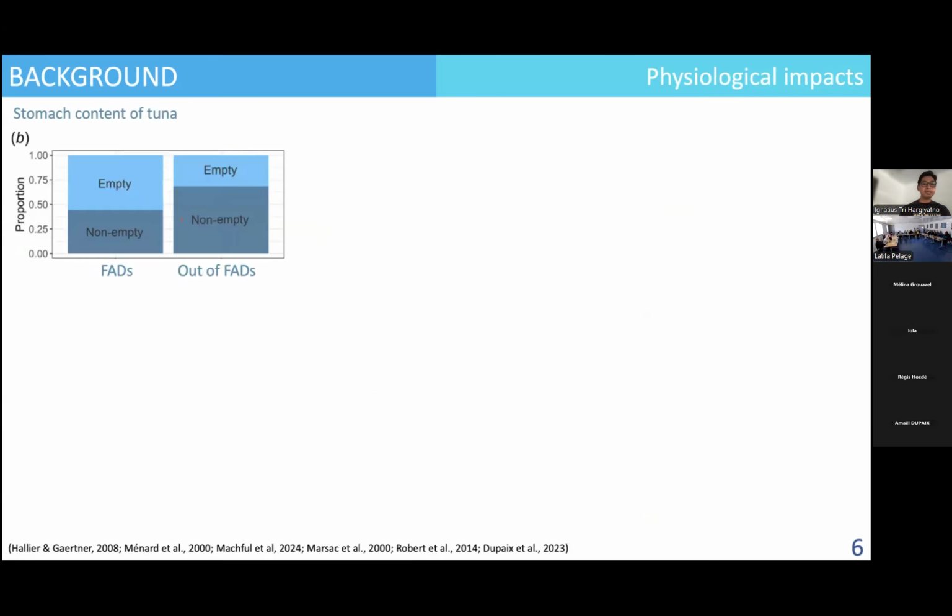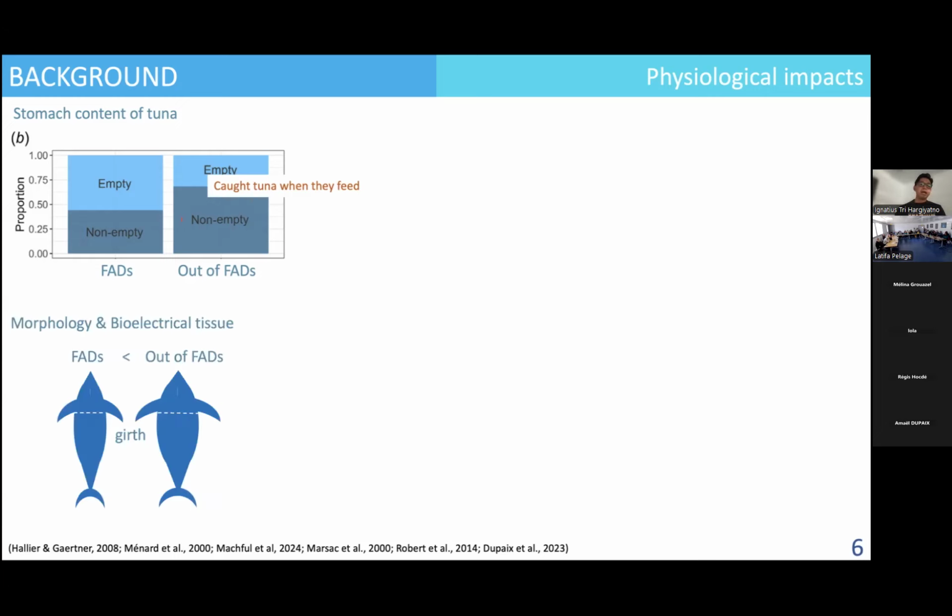Some research has previously looked at the physiological impact of FADs, comparing condition in FADs and out of FADs. First is from the stomach contents. What they found is that tuna caught at FADs have a higher rate of empty stomachs compared to out of FADs. But it's still debatable, because when tuna are caught out of FADs, it's when they are feeding. Also, from morphological and bioelectrical tissue measures, the condition of tuna at FADs is lower compared to out of FADs. But we don't know whether the lower condition is bad or good. It's not clear whether it has already reached a bad condition or not.